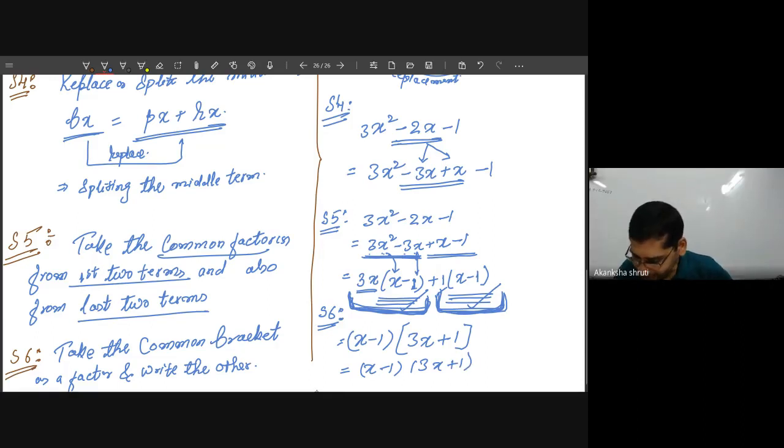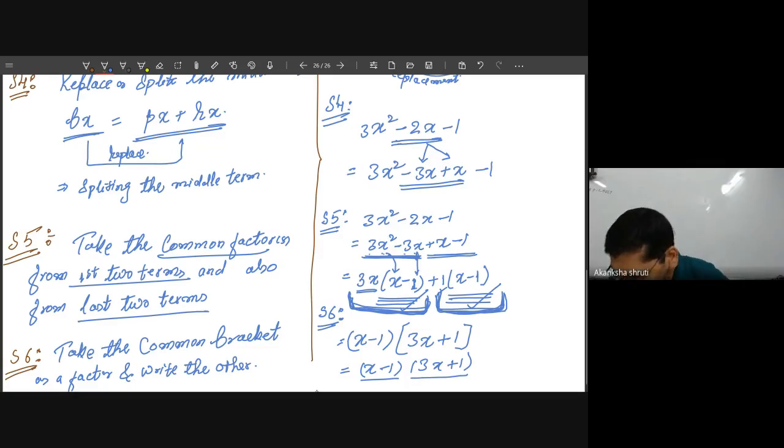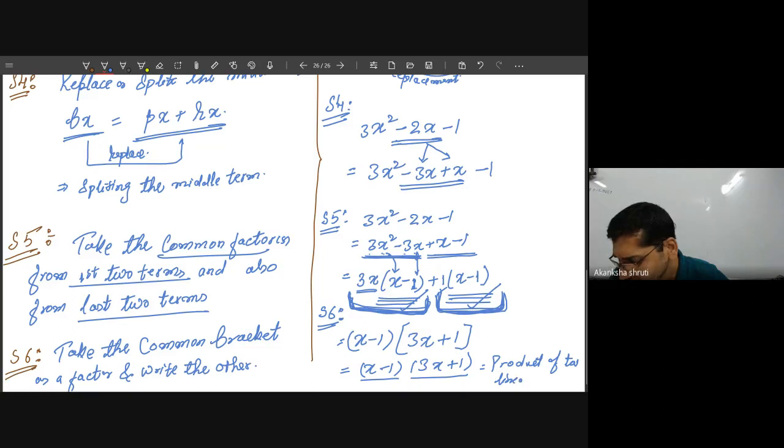So students, what is this? This is the first linear factor and linear factor 2. These are the product of two linear factors. Okay, students. So this is the ultimate purpose. So ultimately, this step gives the product of two linear factors.